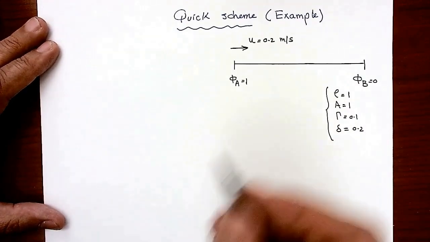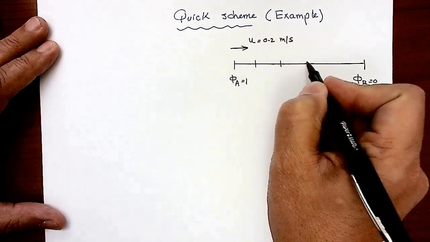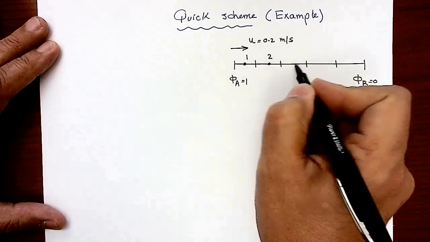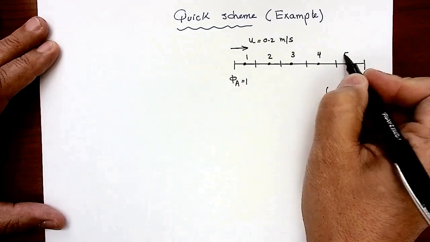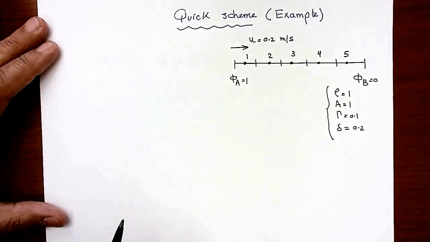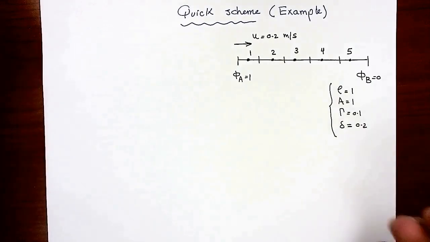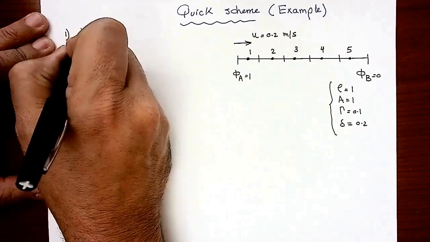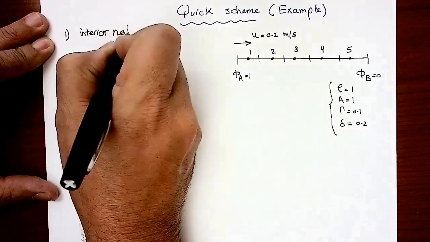Now I would like to get the distribution at 0.2, which means that I have 5 cells. Let's note the nodes, 1 through 5. And we would like to use the QUICK scheme to solve that problem and get the distribution here. So as usual, I'm going to start with the interior nodes.